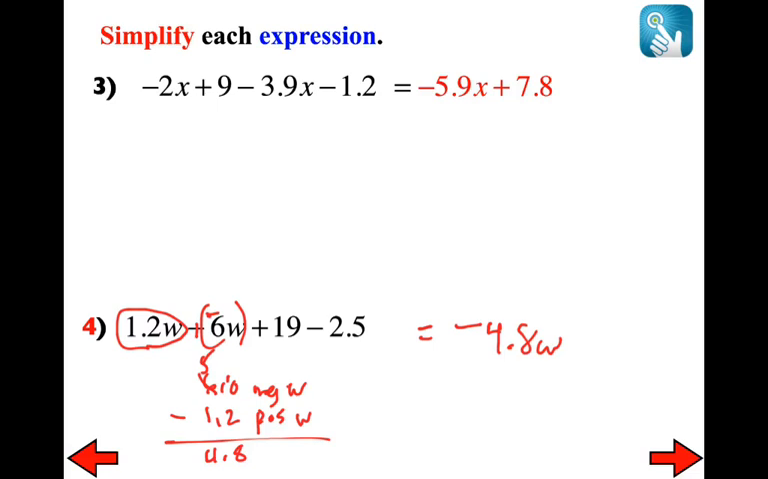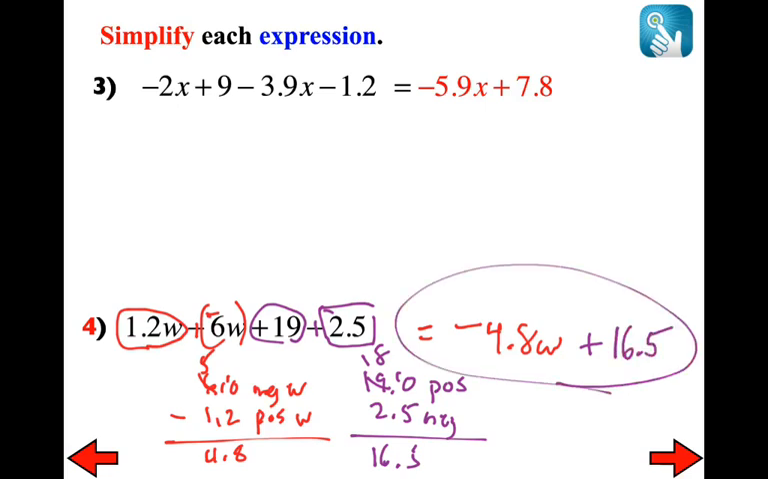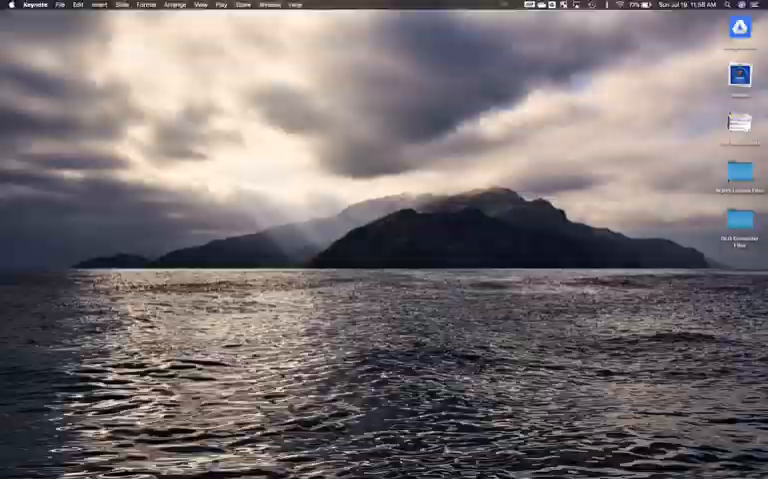And now we deal with the constants here. So we have 19 positive constants and 2.5 negative constants. We have more positive constants than negative. We have 19.0 positive, 2.5 negative, and that would be 16.5 more positive constants than negative. So that expression simplifies to negative 4.8w plus 16.5.